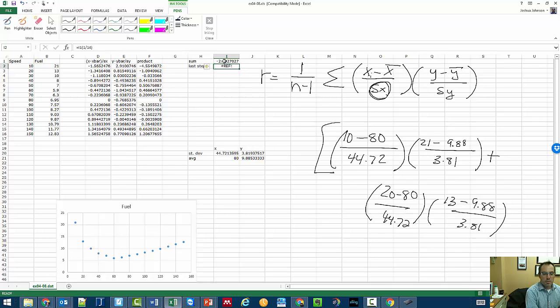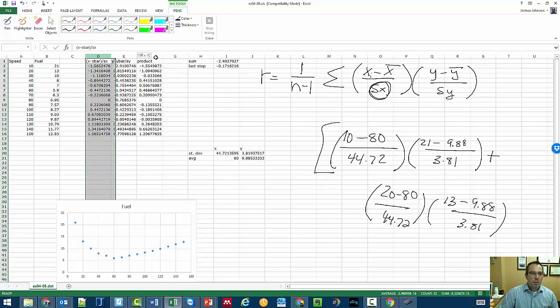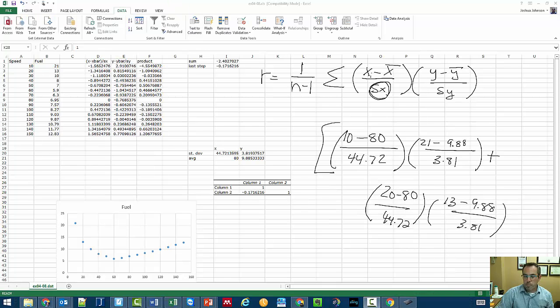Oops. Let's make sure I have it. Equals I1 times 1 over 14. And I end up with a correlation. You'll notice it's really, really small, almost zero. Negative 0.17, and that kind of matches that idea we were talking about before, that it doesn't have really any correlation in here. So one of the things though, let's take a look at how could I do all of that without doing all of that.